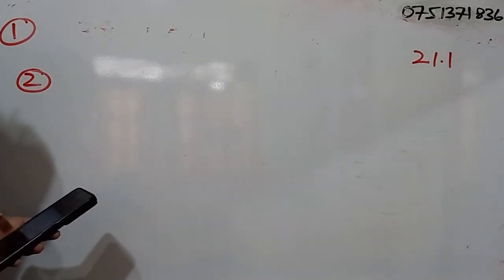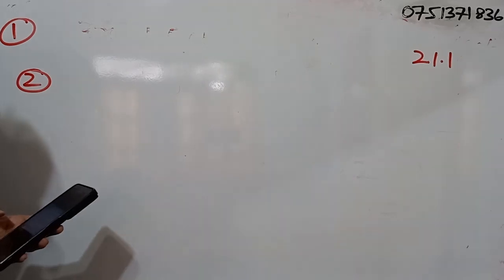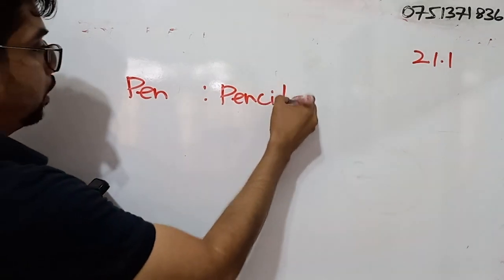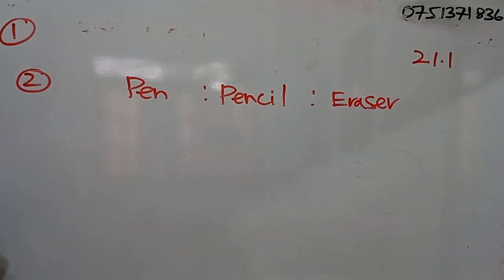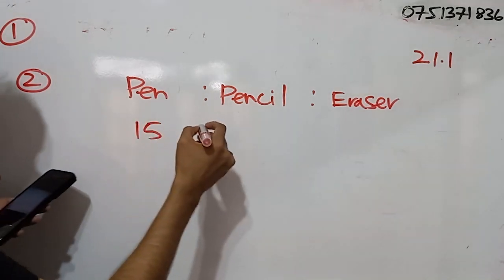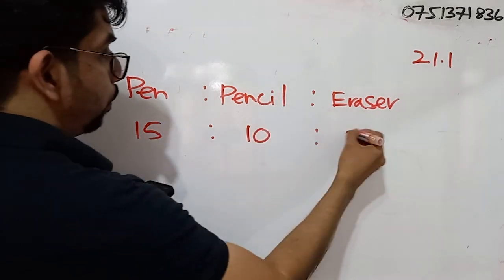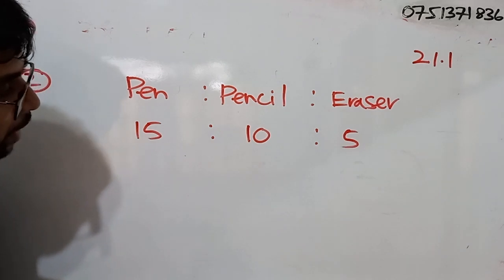Part 2. The price of a pen is 15 rupees. The price of a pencil is 10 rupees and the price of an eraser is 5 rupees. So we have pen to pencil to eraser, right? So price of a pen is 15 rupees to pencil 10 rupees to 5. So in this ratio we have 3 terms. So we can divide each term by 5.